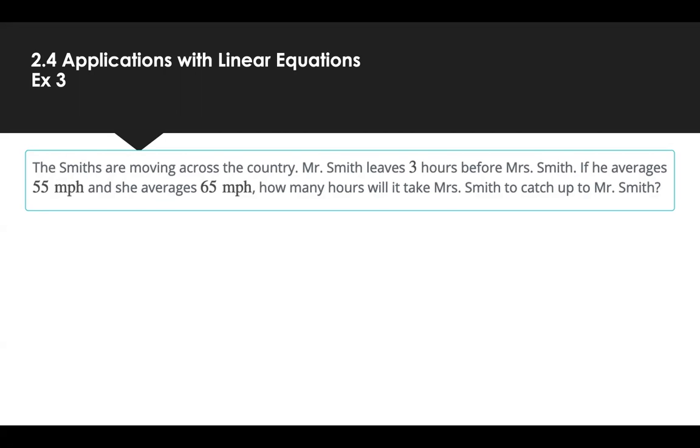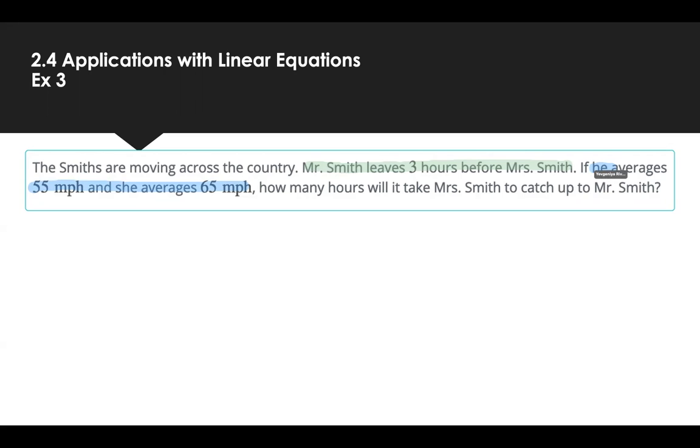How many hours will it take Mrs. Smith to catch up to Mr. Smith? So one thing we notice is that Mr. Smith's time will be 3 hours more than Mrs. Smith since he's leaving before her. We also know that he is averaging 55 miles per hour while she's averaging 65 miles per hour. So he's moving a little bit slower.